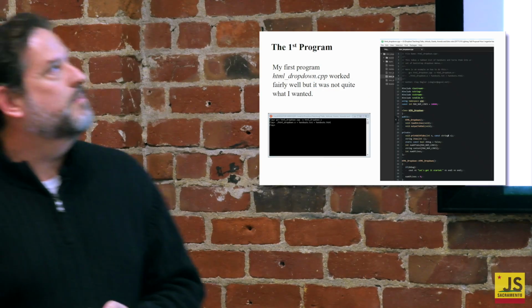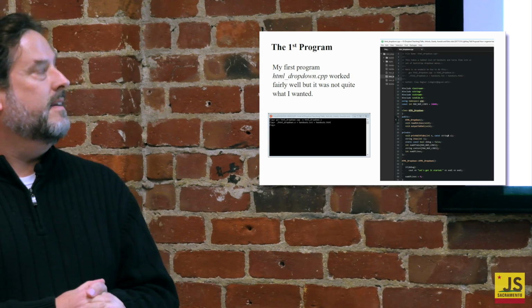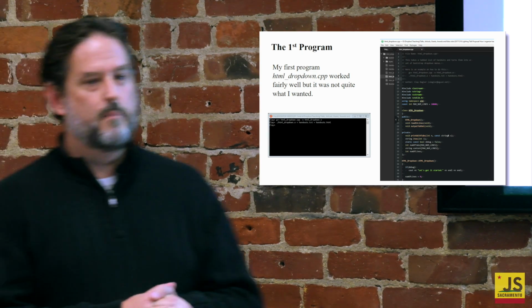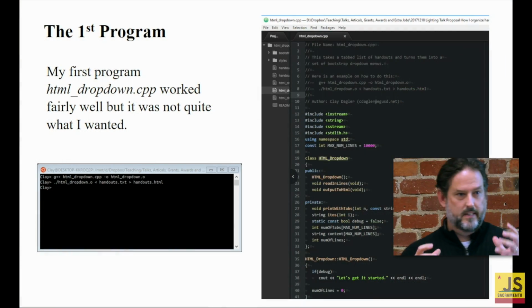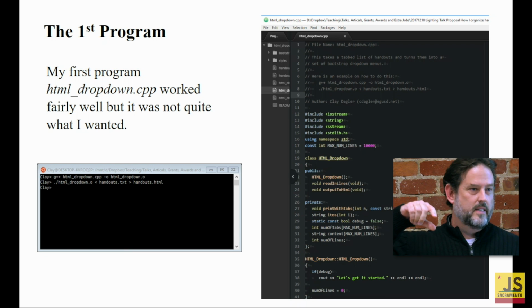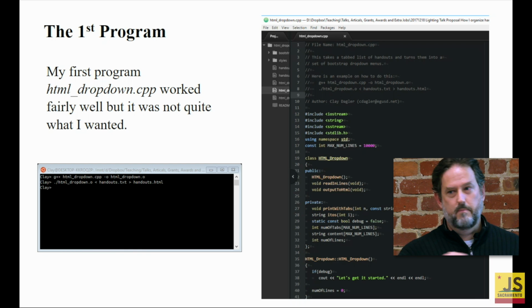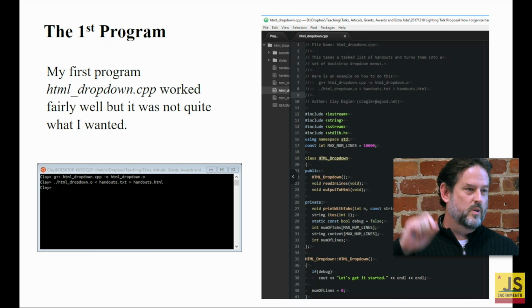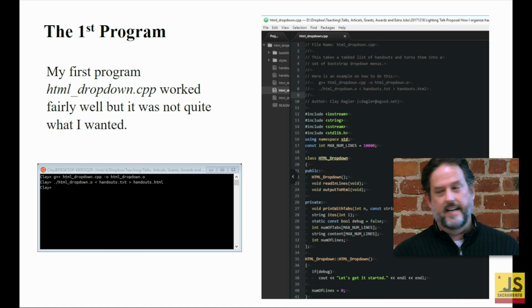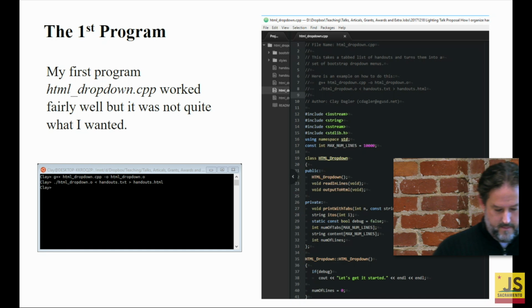My first iteration of the program was called HTML dropdown.cpp, and it worked very well. Basically, I have a simple text file of all the data, the list, which is just a whole bunch of returns and tabs. I run that through my program, and it outputs an HTML file that has several Bootstrap drop-downs. So it saves a lot of time, hopefully over the next 18 years of teaching, because it took a while to write this.